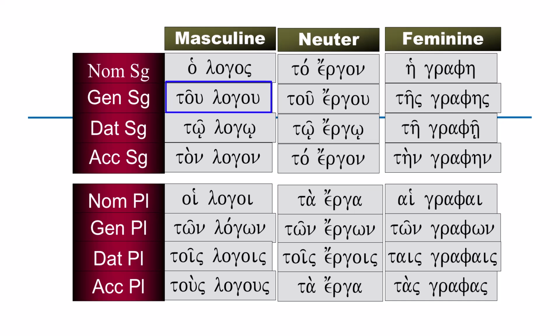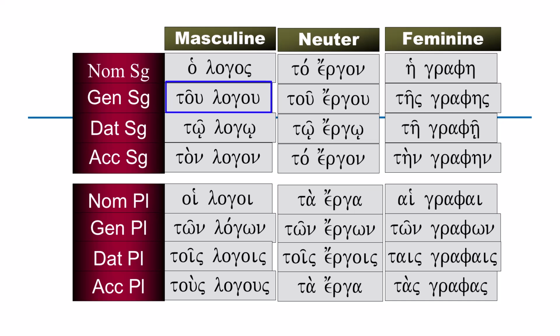Why? Because the definite article must agree. To agree means that it must carry the same endings as the noun it is attached to. If the noun is in the genitive and having omicron upsilon as the case ending, the definite article must also be having omicron upsilon as the case ending, because the definite article must agree with the noun in terms of case, gender, and number.